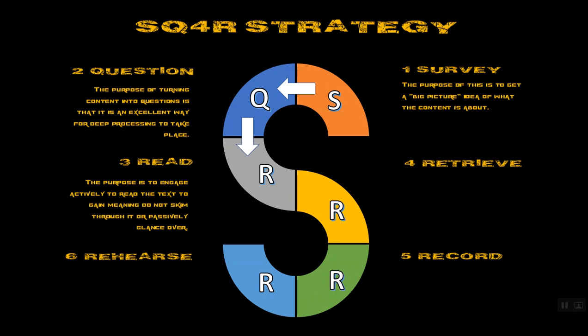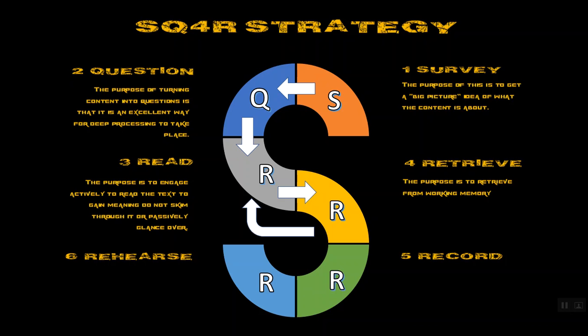The purpose is to engage actively with the text to gain meaning and not just to skim through it or passively glance over it. And then once we've done reading, we retrieve. So in reading, we don't write down our answers. We just read to find the answers. Then in the retrieving step, the purpose is to retrieve from your working memory. So this is where you answer in your own words. Now, if you cannot answer your questions from step 2 in your own words, you go back to the reading phase and read again until you can retrieve the answers, basically put it in your own words.